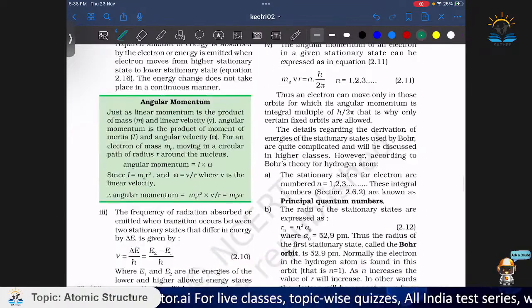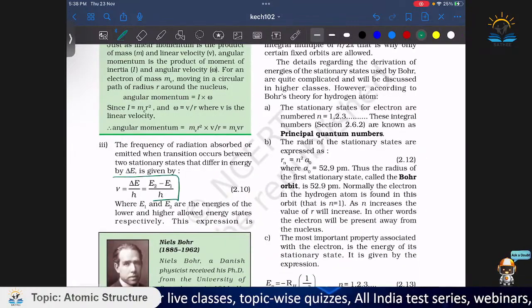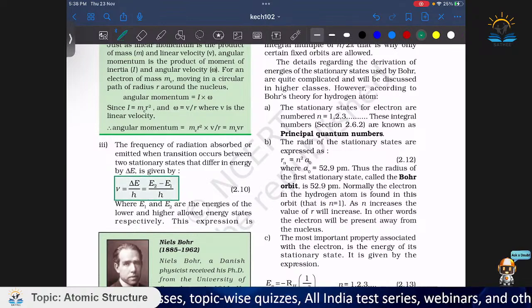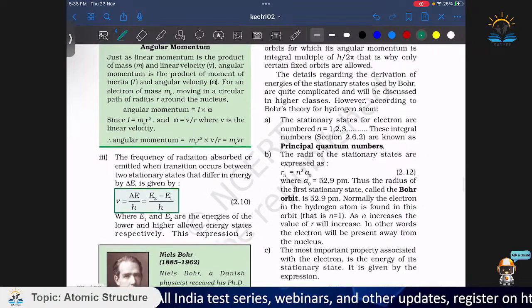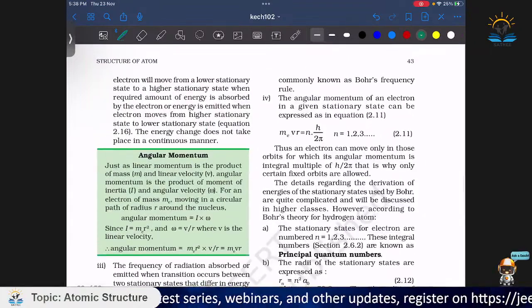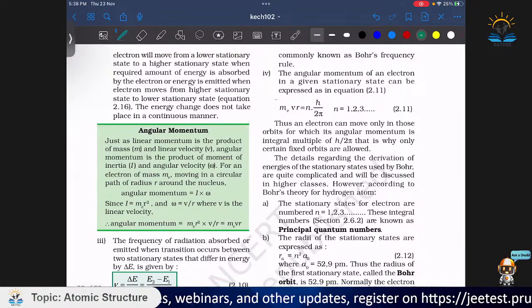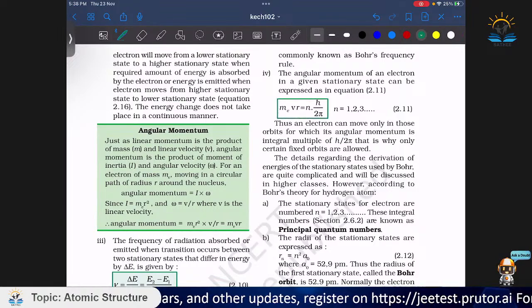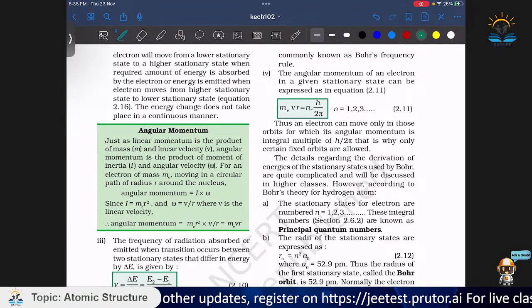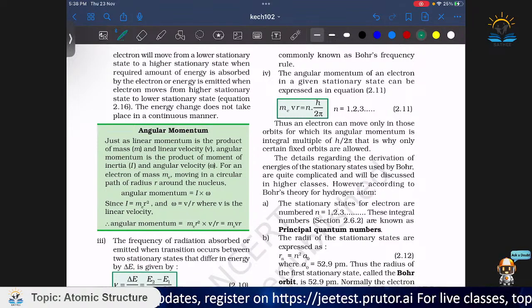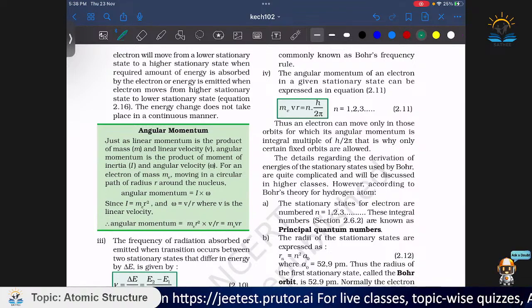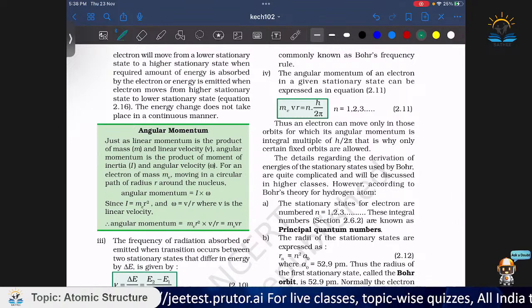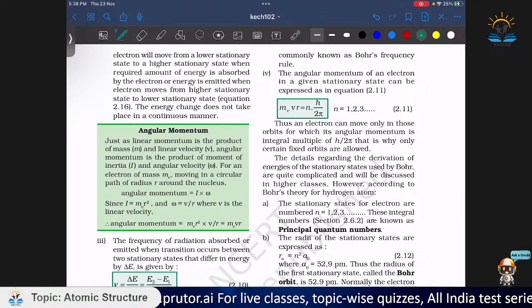Bohr gave some formulas. Bohr gave a formula for frequency. He just said frequency is change in energy divided by h, because hν is the emitted photon. So the frequency of the emitted photons will be change in energy divided by h. That is very easy. Then he gave the angular momentum mvr as quantized. He said that wherever angular momentum is a multiple of h by 2π, only those orbits are permissible, and it is quantized. Either it will be 1 into h by 2π, or 2 into h by 2π. So angular momentum, he said, is going to be quantized.